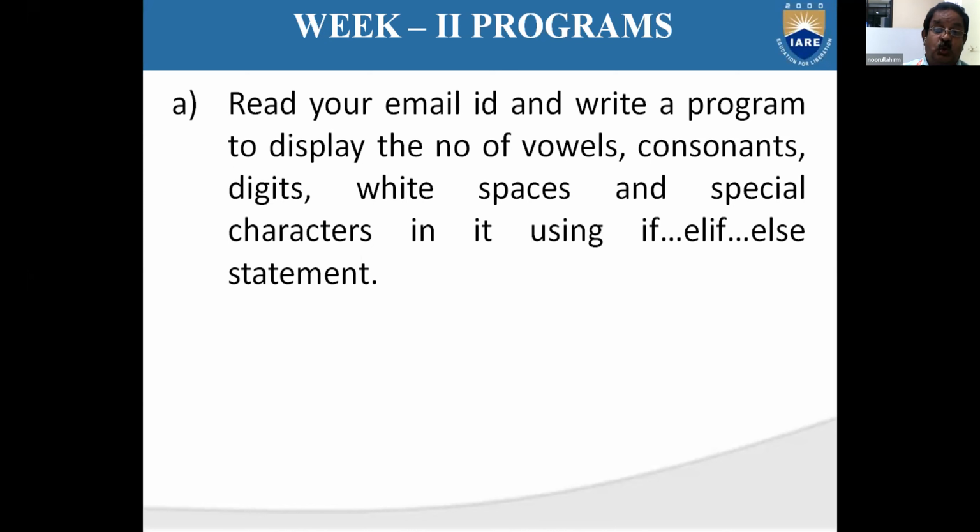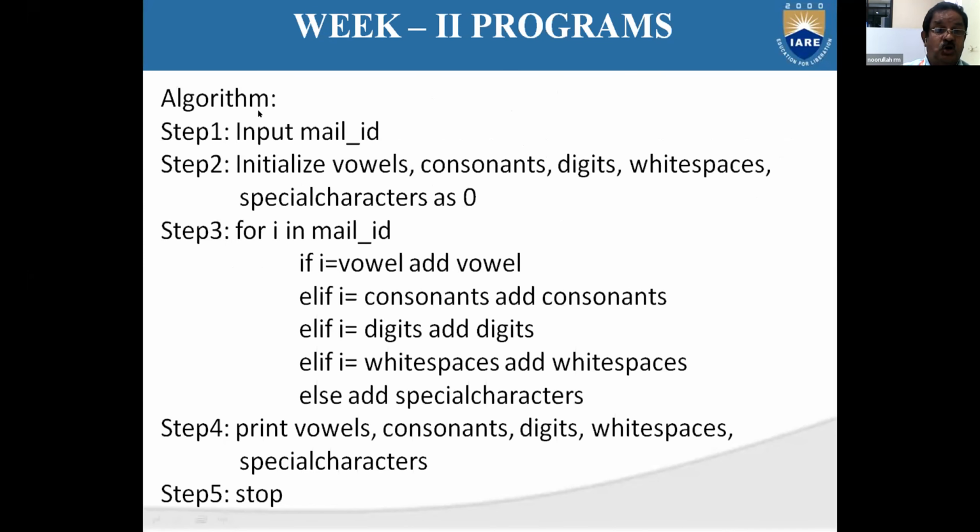So now first we are going to read the email ID. In the algorithm for this particular program, step 1, you will be inputting the mail ID. After inputting that, in step 2 you will be initializing. Why? Because within the given mail ID, you are counting how many vowels, how many consonants, how many digits, how many white spaces, and how many special characters there are. That's why first we are going to initialize. You will be assigning all these vowels, consonants, digits, white spaces, special characters as 0.